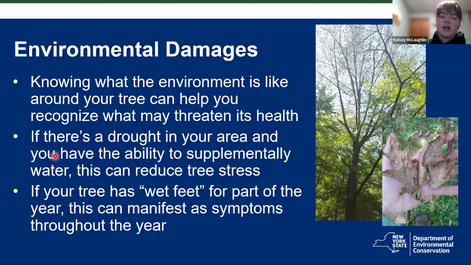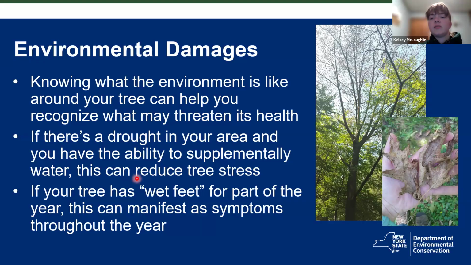So if there is a drought in your area and you have the ability to supplementally water, this can reduce tree stress. That's really important with trees that have had a big stress event in the past. So for example, if there's trees that have been defoliated by spongy moth and then they get hit by drought, those are the ones that really start declining. If your tree has wet feet for part of the year, this can manifest as symptoms throughout the year.